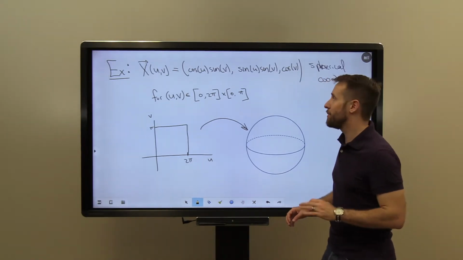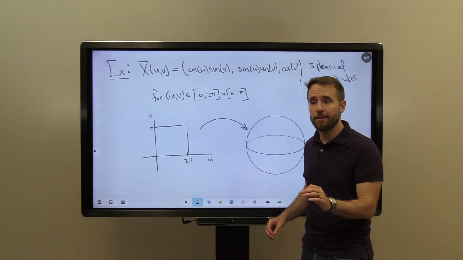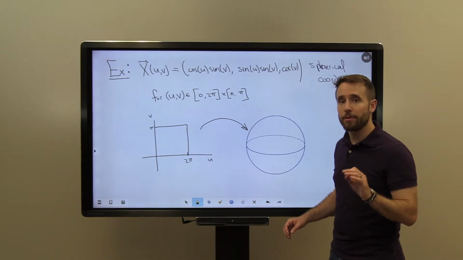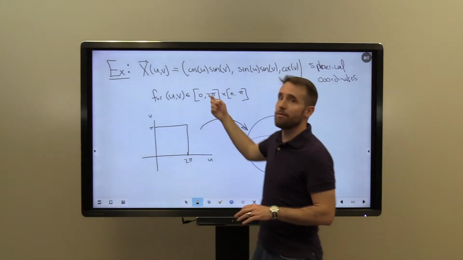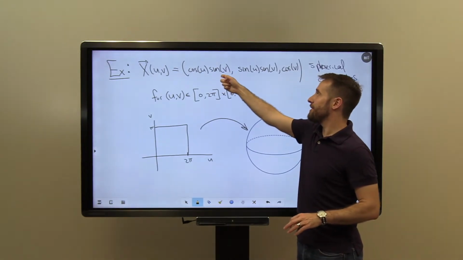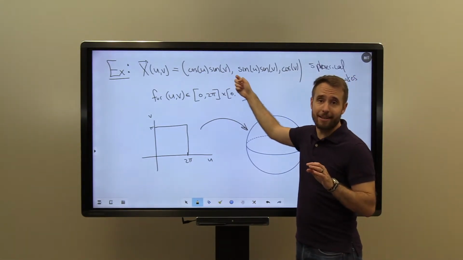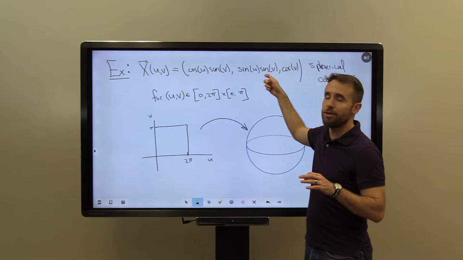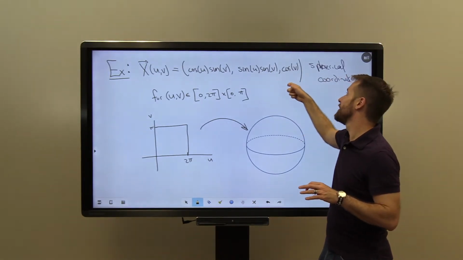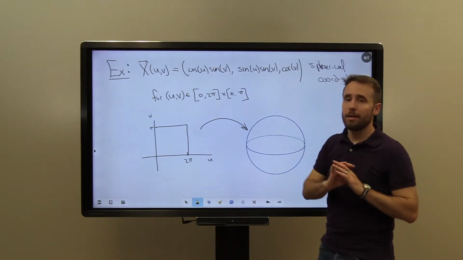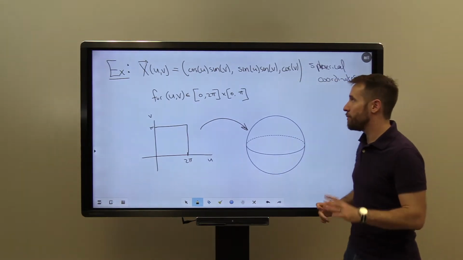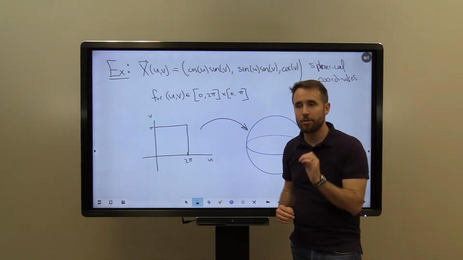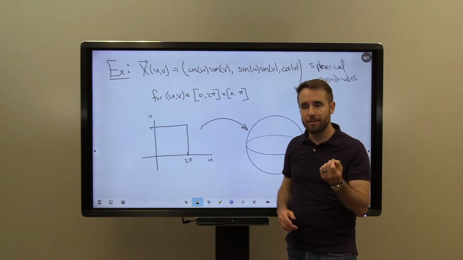This is the example that gives us a sphere using our usual spherical coordinates. Specifically, we have x of u comma v equals cosine of u sine v, comma, sine u sine v, comma, cosine of v. All right, and as a reminder, this gives us spherical coordinates with u and v serving as angle measurements.